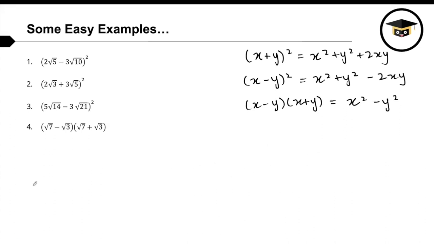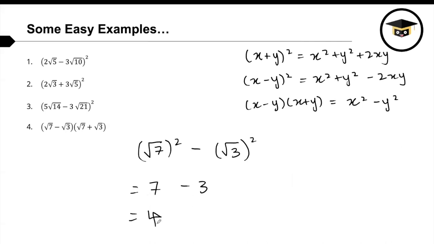And to finish up, we have a nice and easy one in question 4, simply going to be using the third formula here. So we have our root 7, which is our first thing, minus the root 3 squared. This is just difference of squares. So root 7 squared is just 7, and root 3 squared is just 3. And 7 minus 3 is equal to 4. So our final answer for question 4 is 4.